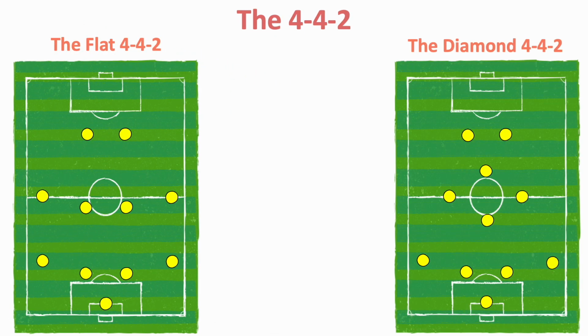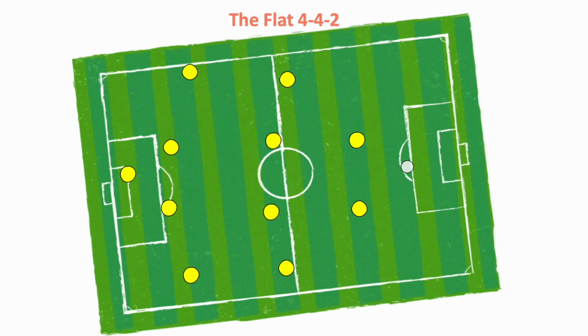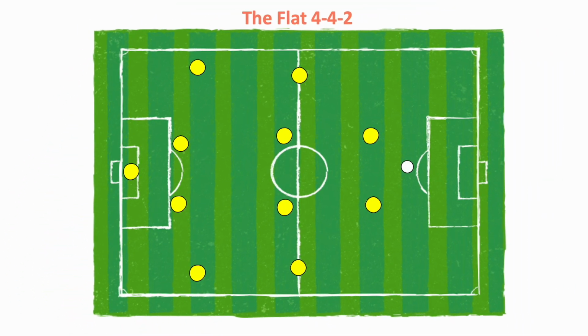There are 2 variations of the 4-4-2, the traditional flat structure and the diamond shape. Both share the same defensive and attacking setup, featuring 2 central defenders, 2 fullbacks, and 2 strikers. However, the difference lies in the midfield. In the traditional flat 4-4-2 structure, the midfield typically consists of a duo of defensive midfielders, usually one adept at passing and the other skilled at winning back possession.